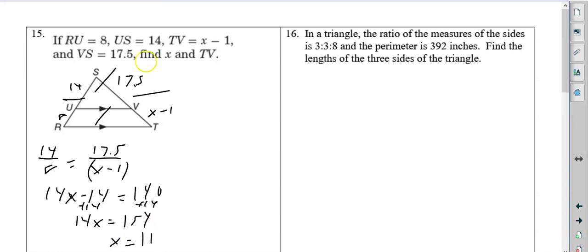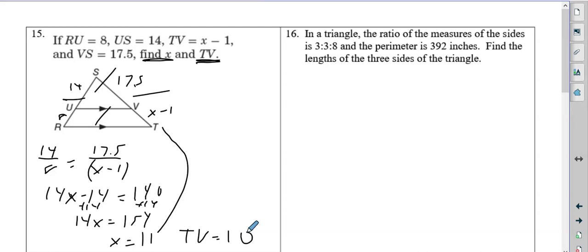Now notice, pay attention to directions, it also says find TV. So if I plug 11 in right here, TV is 10. 11 minus 1. Always read your directions. Make sure you know what's going on. Okay?